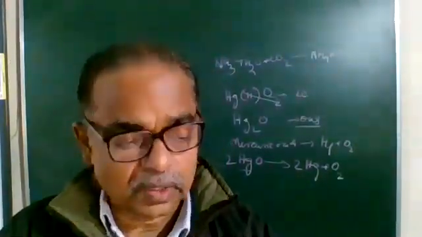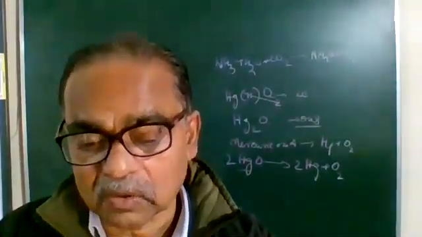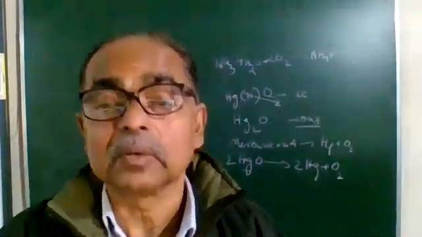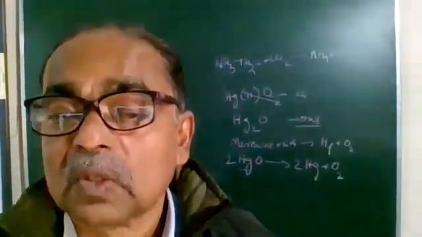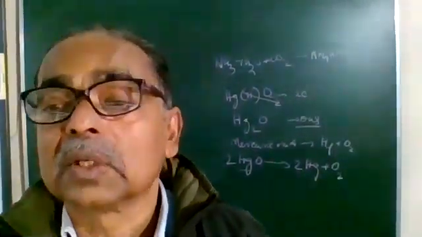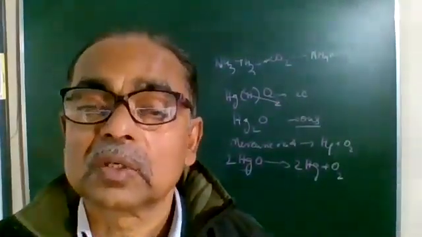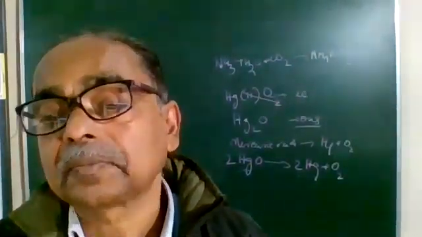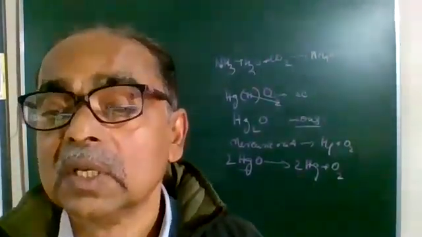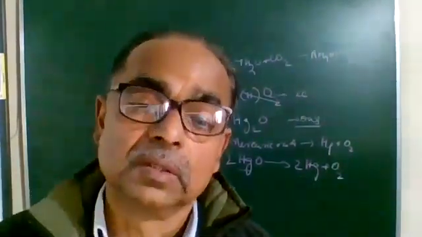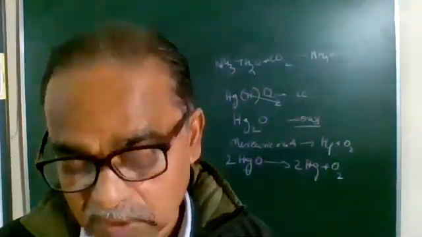So two elements combine to form a compound, that is also a reaction of combination. What is given in the NCERT book? The reaction of quicklime with water. Quicklime is calcium oxide. So calcium oxide combines with water to produce calcium hydroxide. A tremendous amount of heat is released, and that is a reaction of combination. All right.